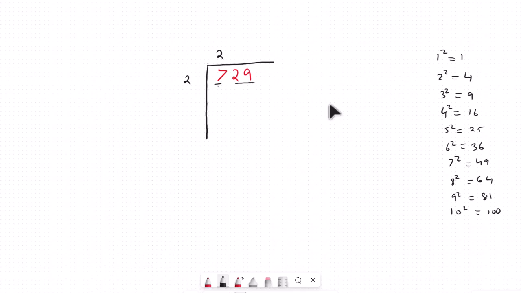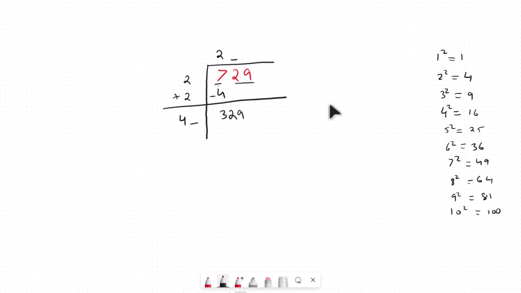2 times 2 is 4. We're gonna subtract this. 7 minus 4 is 3. And now we're gonna carry both of these together. So we're gonna carry 29 here. And then what we have to do here is add this number to the number we just multiplied here. So we have to add 2 plus 2, the same number we just multiplied, so we get 4.